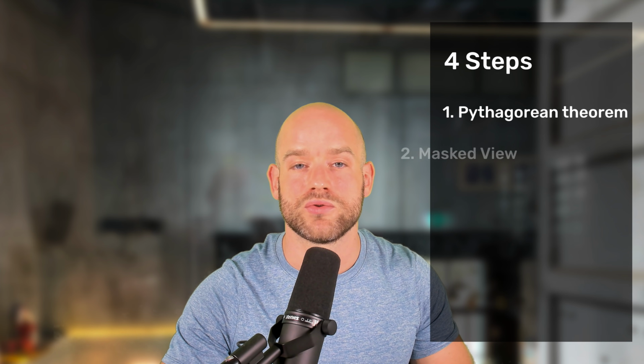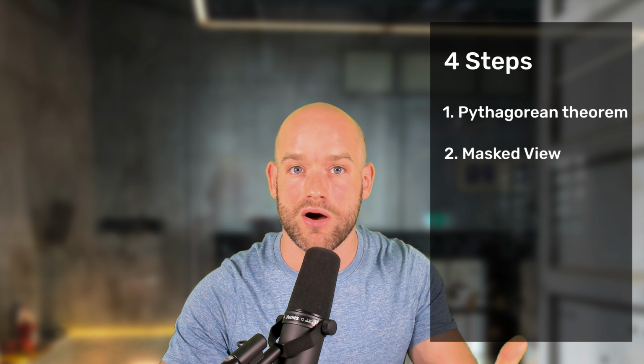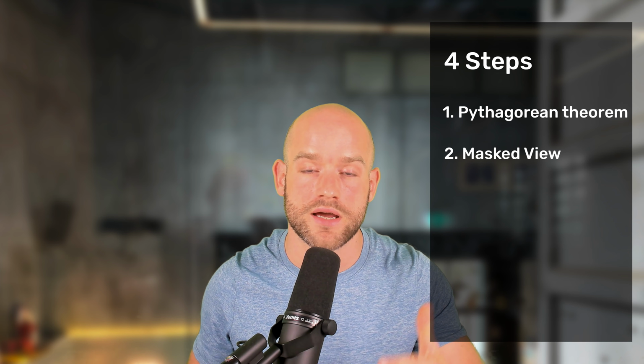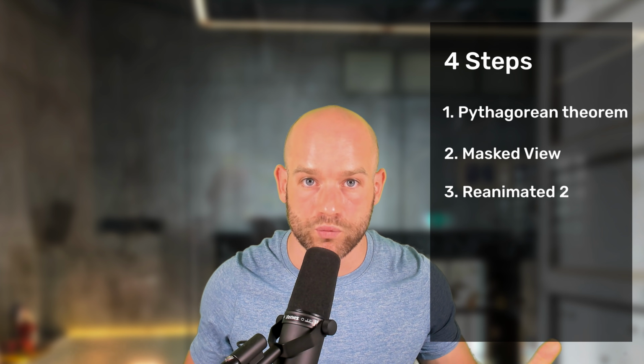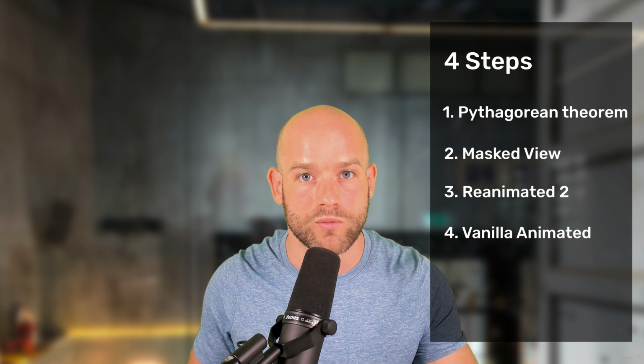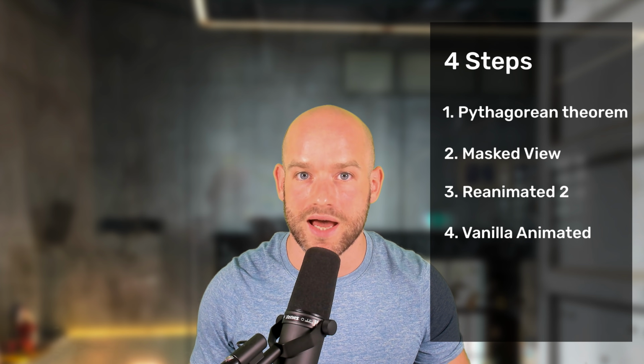First, to calculate the parameters of our animation, we need to have fun with the Pythagorean theorem, and so we're going to look at how to calculate the transformation of our mask. And then I want to give you briefly a sense of how the masked view component works in React Native. And finally, we're going to do the implementation with Reanimated 2, and we're also going to build the animation with the vanilla animated API from React Native. Let's have a look.